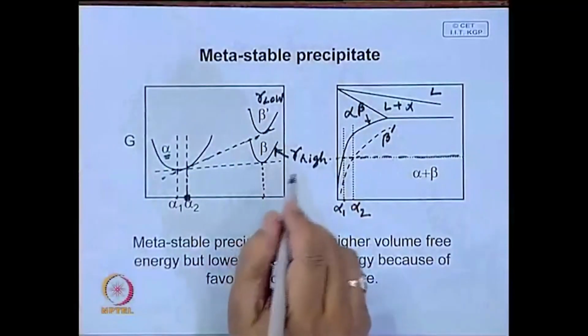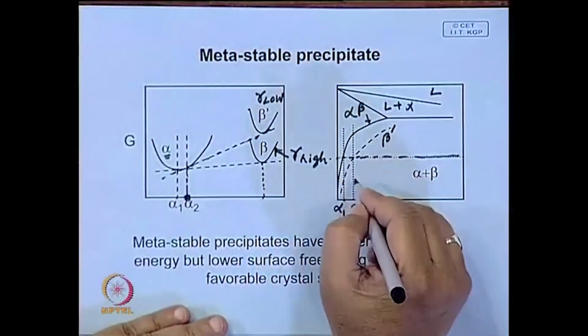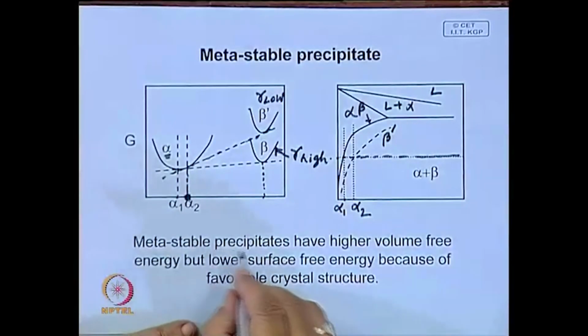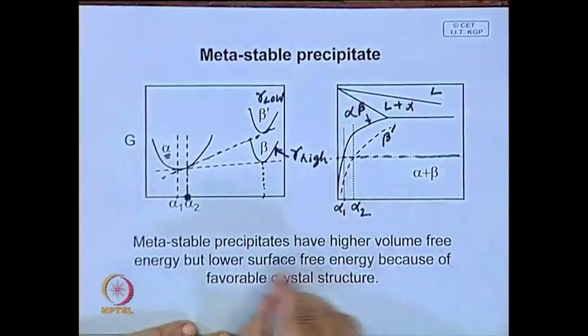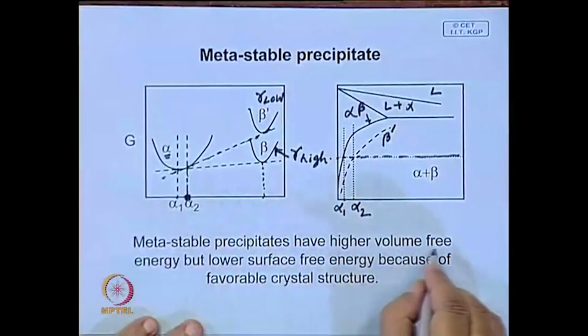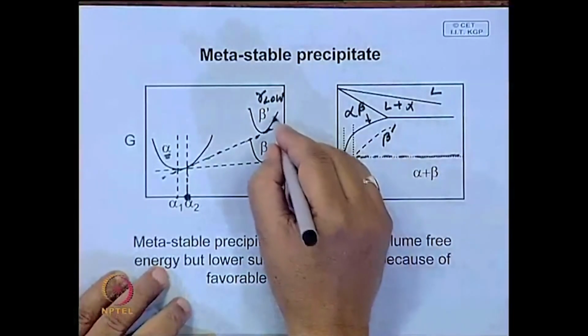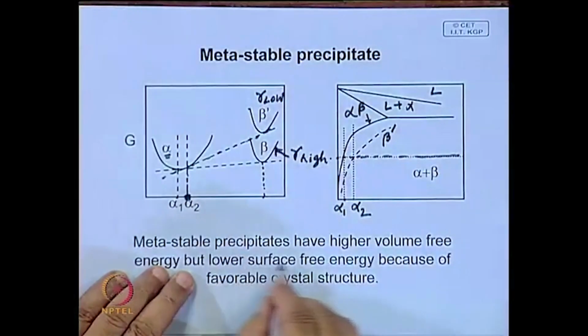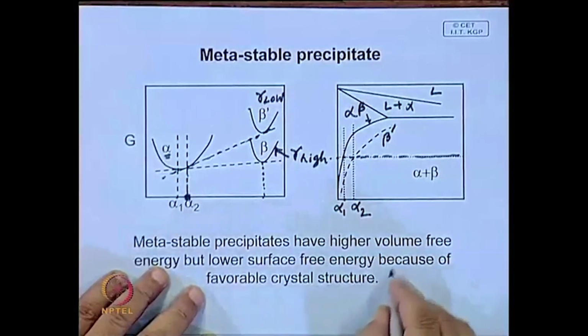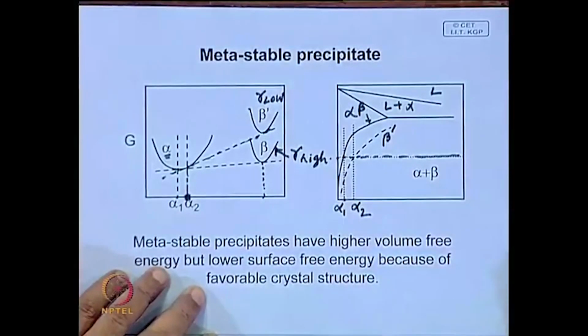Similar things occur, and in many cases we may find that the process of precipitation can take place through not just one but a number of metastable precipitates. So, in short, we can say metastable precipitates have higher volume free energy, so in that way they are unstable, but they have lower surface energy because of a favorable crystal structure, and that means very little lattice mismatch.